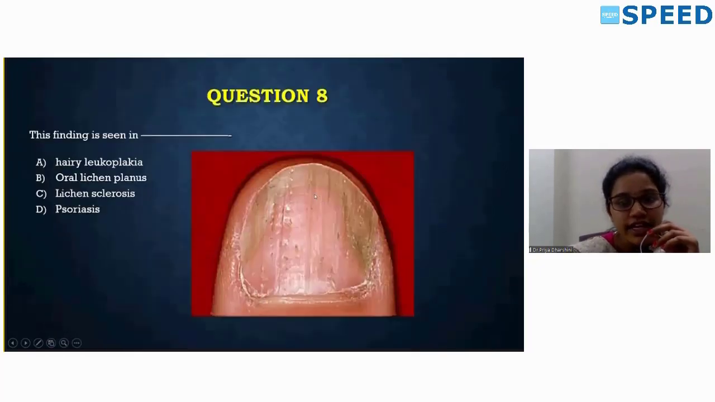Next is this finding. What is the finding given in the picture? This finding is seen in case of alopecia areata, oral lichen planus, lichen sclerosus, and psoriasis. First, you have to see the picture. What have they given? You can see pits, multiple pits. So, as we all know, pitting is a very common feature in psoriasis.